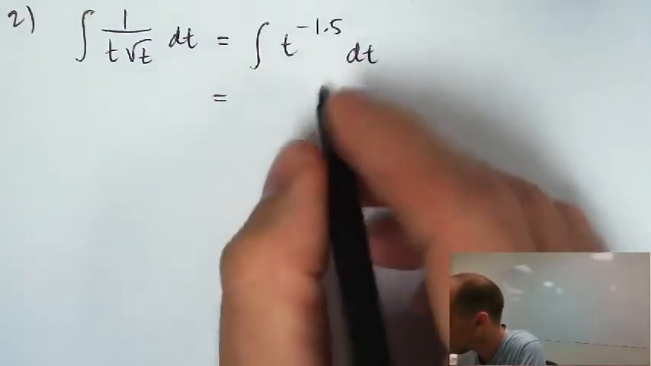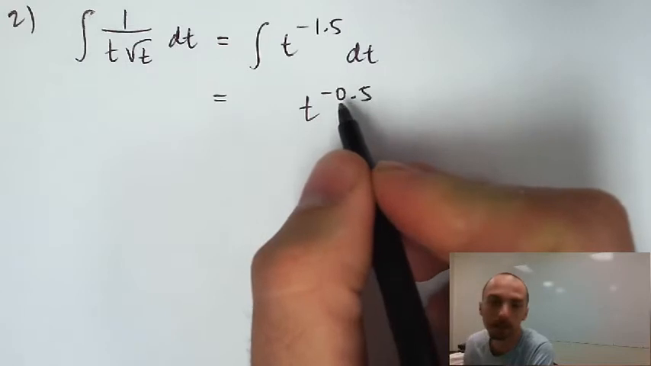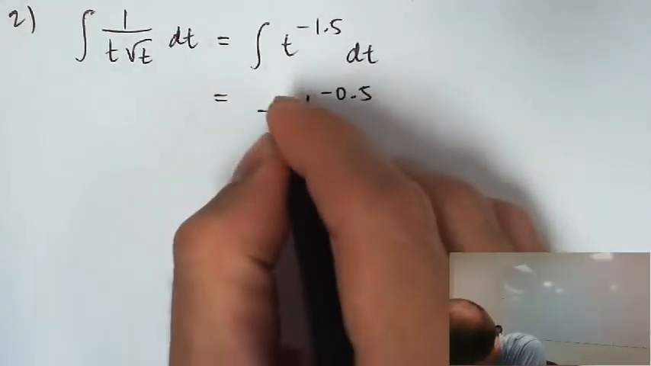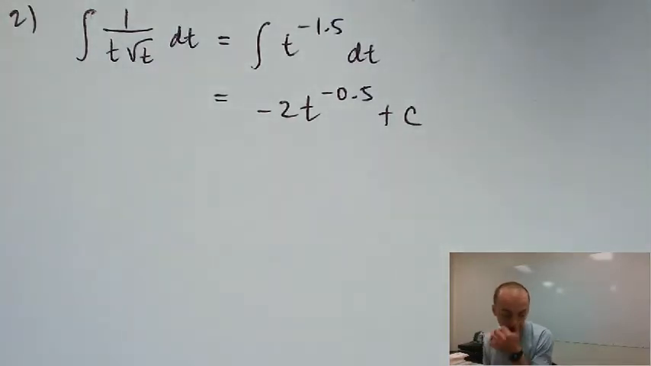Okay, so I'm going to increase the power by 1 and divide by the new power. If I'm dividing by negative 1/2, that's basically multiplying by negative 2. And there's going to be a plus c because it's an antiderivative. So that is negative 1/2 power. There's only one of those answer choices, and that's answer choice A.